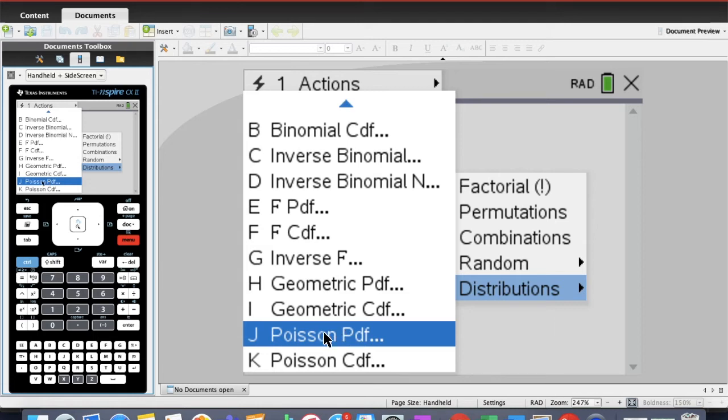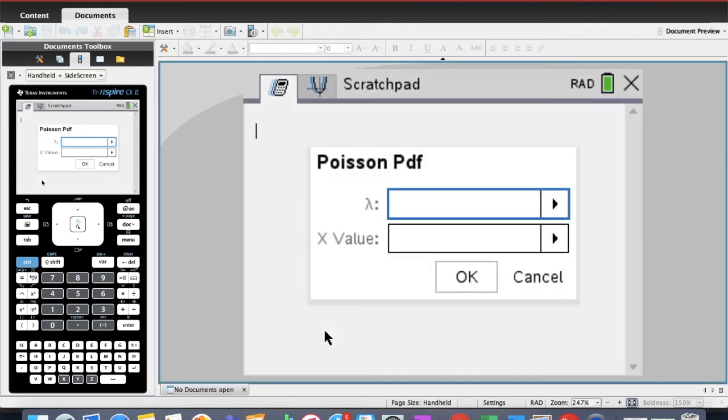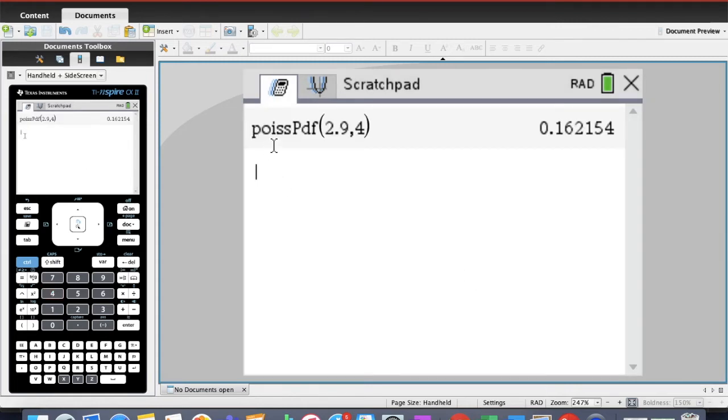But here we are, Poisson PDF. We want to know exactly 4 goals being scored. We have our parameter, which was given to us as 2.9, and we want the number of goals scored to be exactly 4. So at this point, you have Poisson PDF 2.9, 4, which gives us a probability of 0.16215. And that's it for the first question.